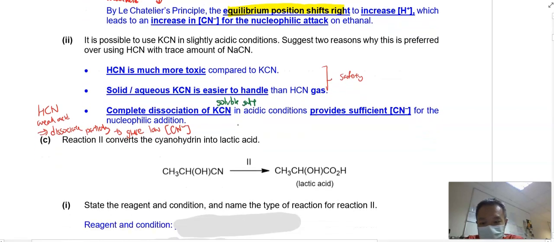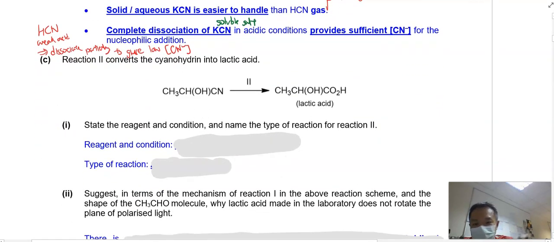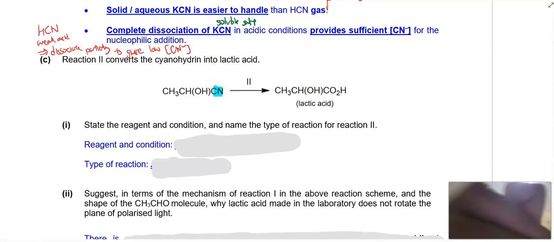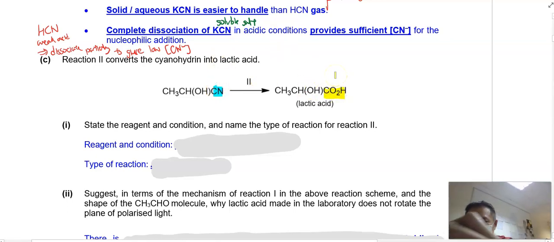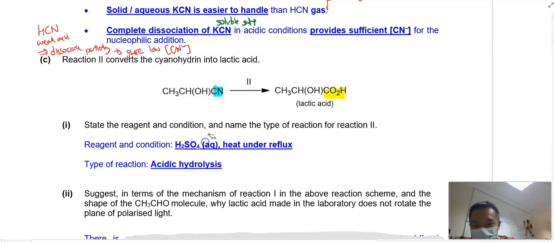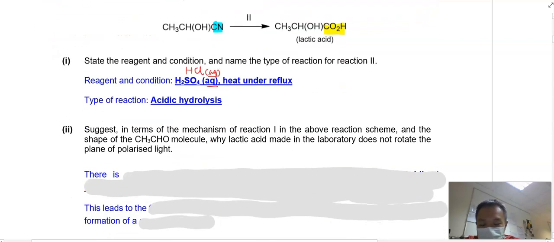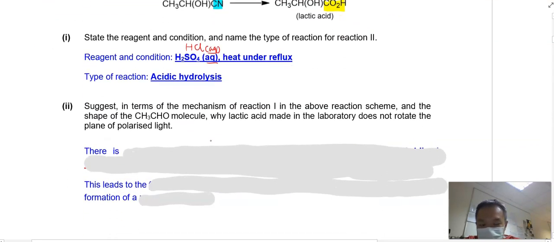Okay, now in the last part, reaction 2 converts cyanohydrin into lactic acid. You have CN being converted to COOH. So this is your typical acidic hydrolysis reaction. You basically need an acid, aqueous acid, heat under reflux. So you can use either aqueous H2SO4 or aqueous HCl. But again, the state symbol is important because you need water in order for hydrolysis to occur. Heat under reflux because you need prolonged heating to get the product.